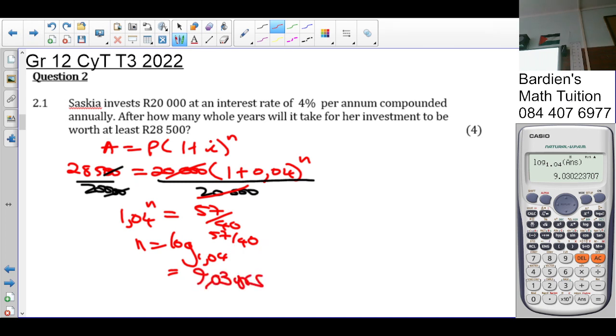Now, the question says whole years. After how many whole years will it take for the investment to be worth at least 28,500? So many of you rounded off and said 9 years. But at 9 years, will it be over 28,500 or under 28,500? Under. So how many whole years will it take for it to be over that amount? 10 years. So the answer is therefore 10 years. Okay? Does it make sense? Not so? Right.